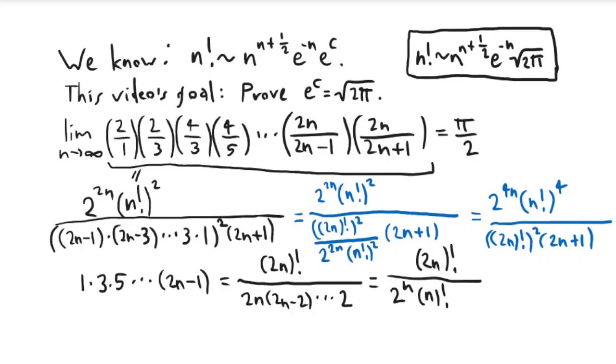Great, but we already know what n factorial is asymptotic to. We know that it's asymptotic to this expression that I wrote up here. And so this also means that 2n factorial is asymptotic to, and then I can just replace all of this by 2n. So 2n to the 2n plus 1/2, e to the negative 2n, e to the c. So now I can use that for this expression here.